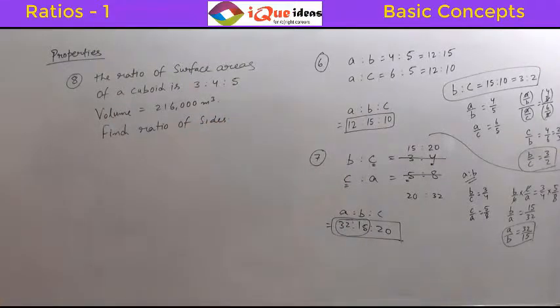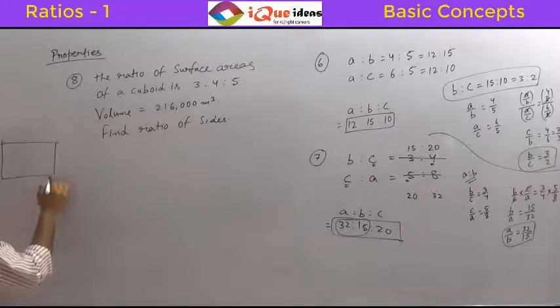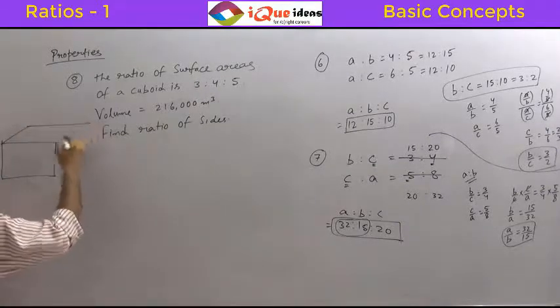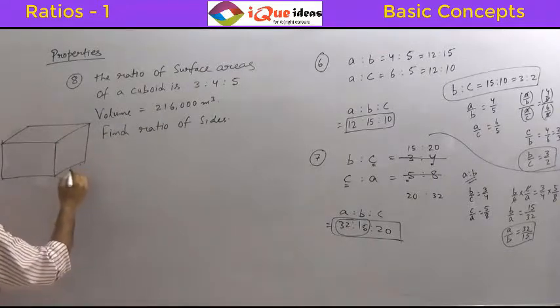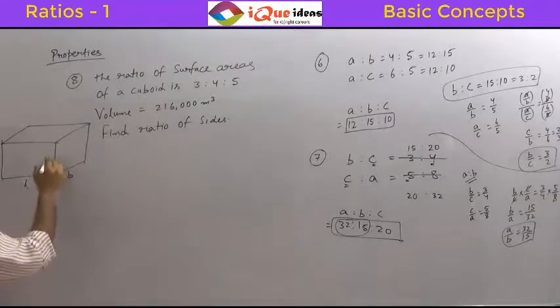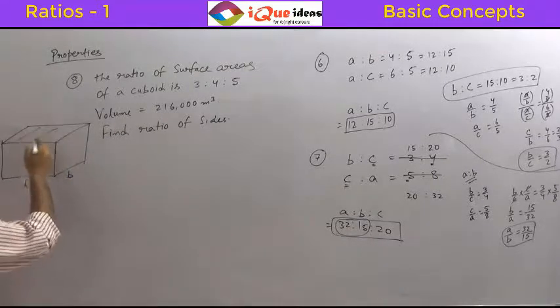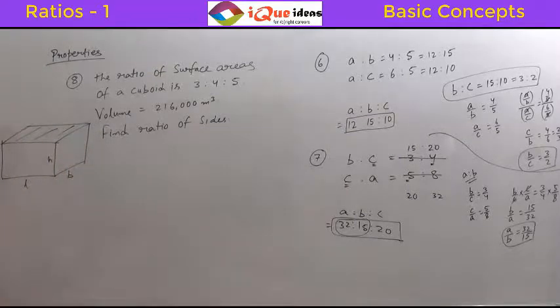Now what is a cuboid? We all know that a cuboid is a 3D, 3-dimension figure, like this. So we have L, B and H. When you say surface area, there are 6 surfaces. But when you calculate the surface area values, there will be 3 values.